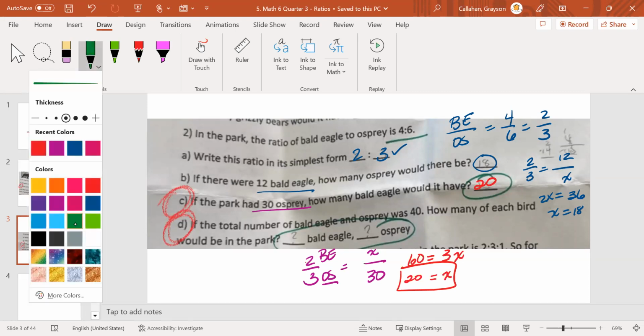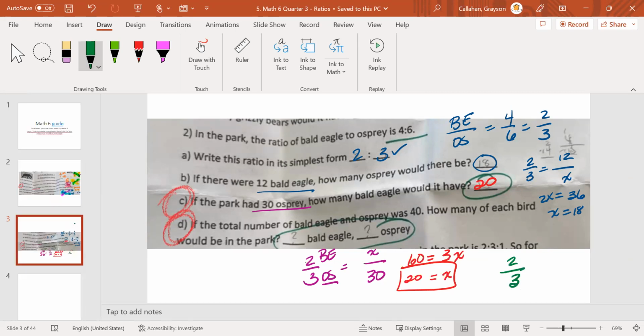For D, if the total number of bald eagle and osprey is 40, okay? So the total is 40. How many of each bird will be in the park? You know it's 2/3, right? So the way I kind of see this is because it's 2/3. What's 2 plus 3? 5. So the ratio has a total of 5, right?